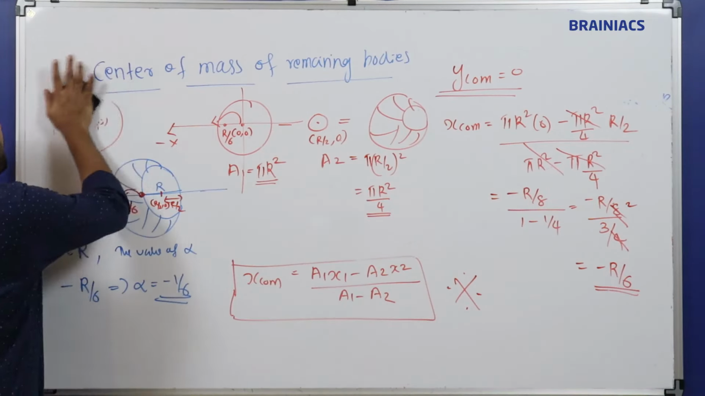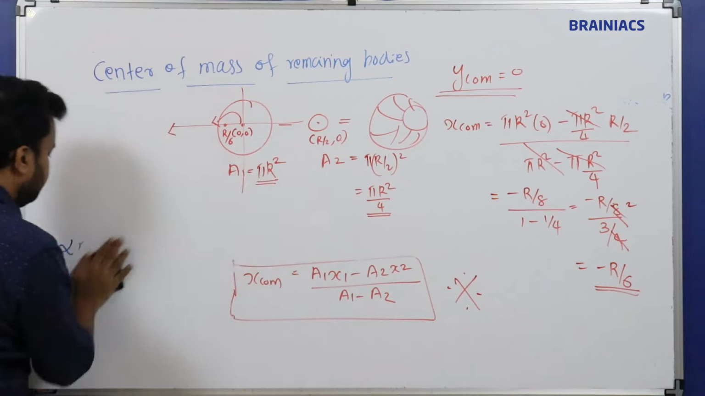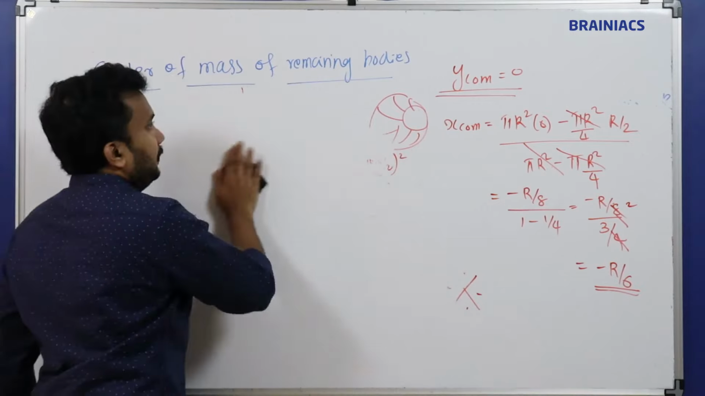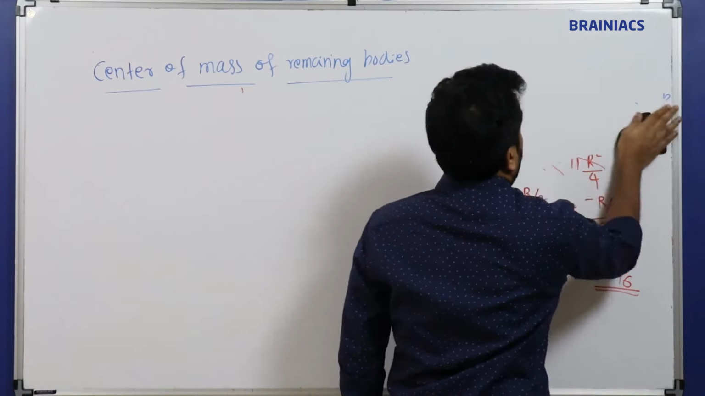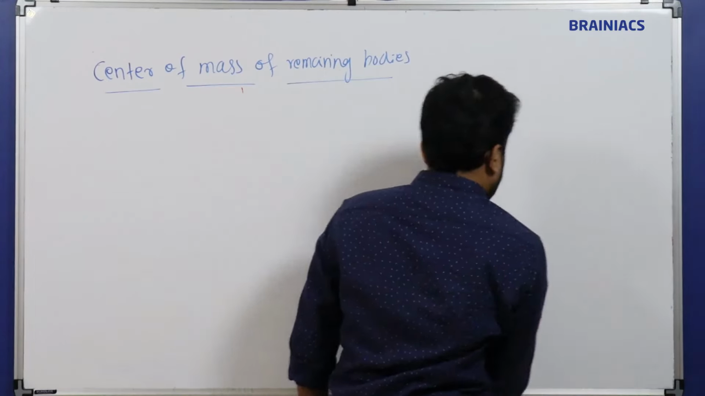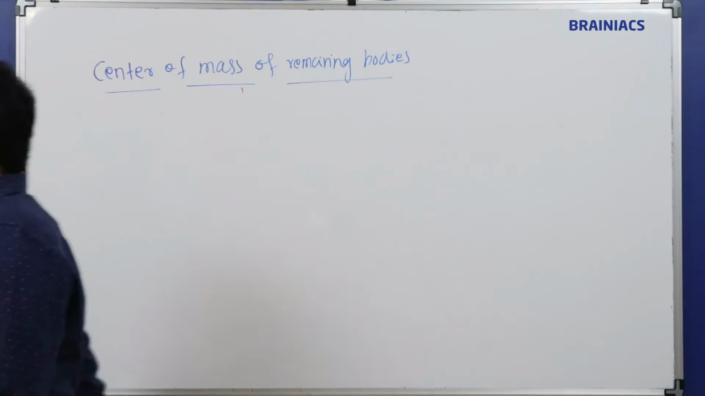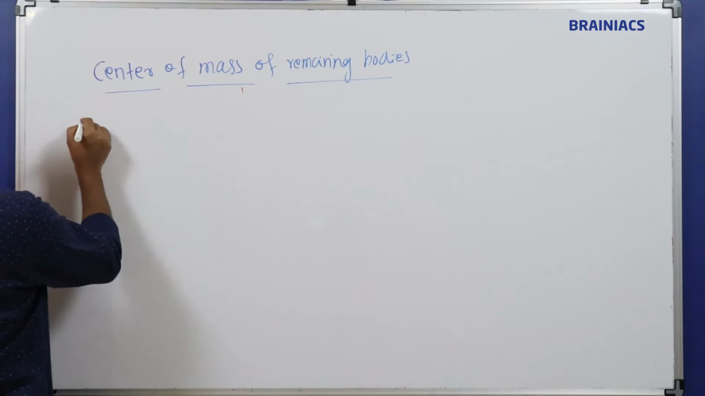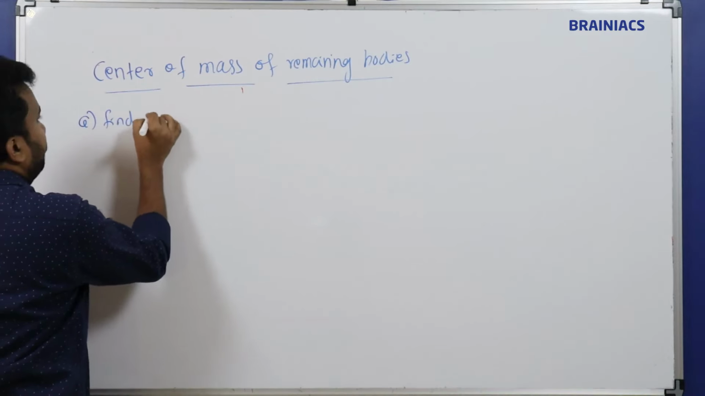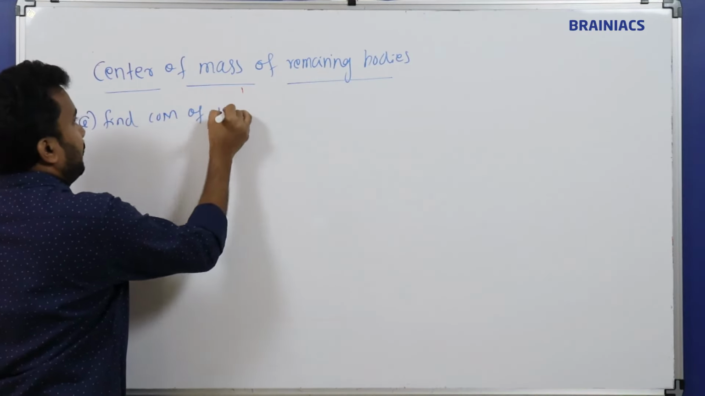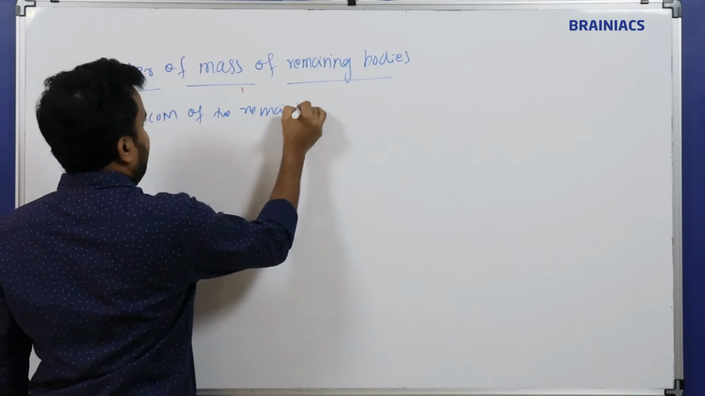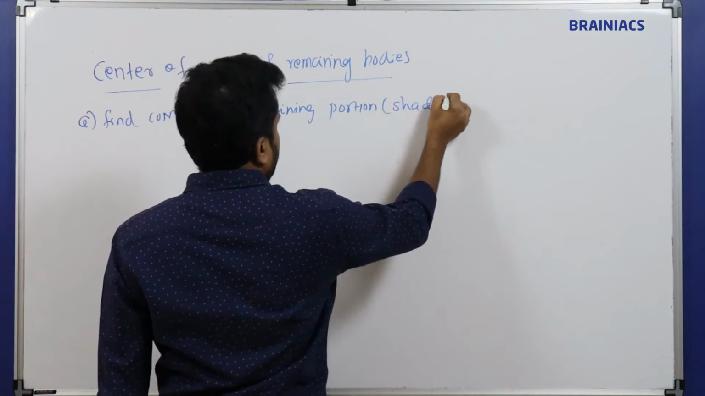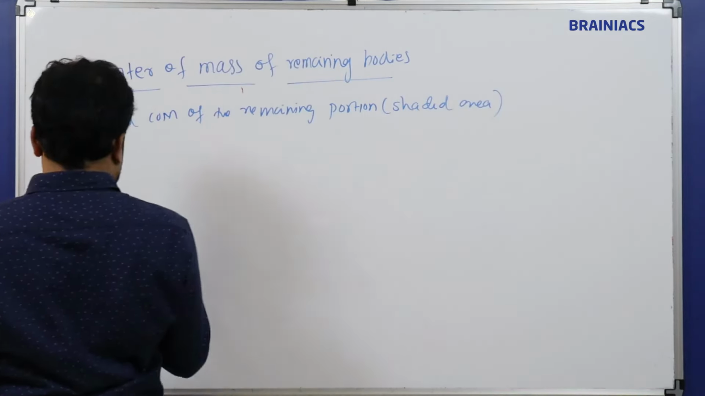Okay, so we are going to do the next problem. Write the question. Find the center of mass of the remaining portion. Remaining portion means what? The shaded area. Shaded area, to make it clear.